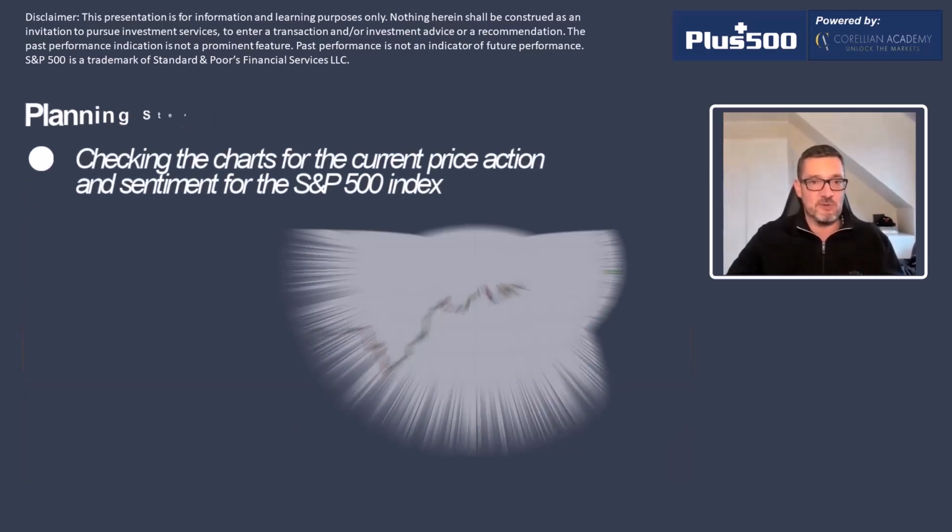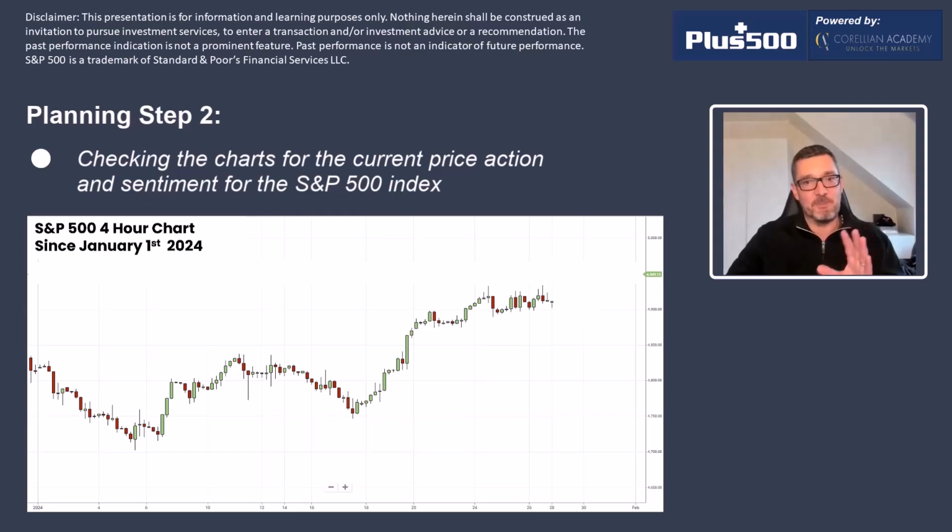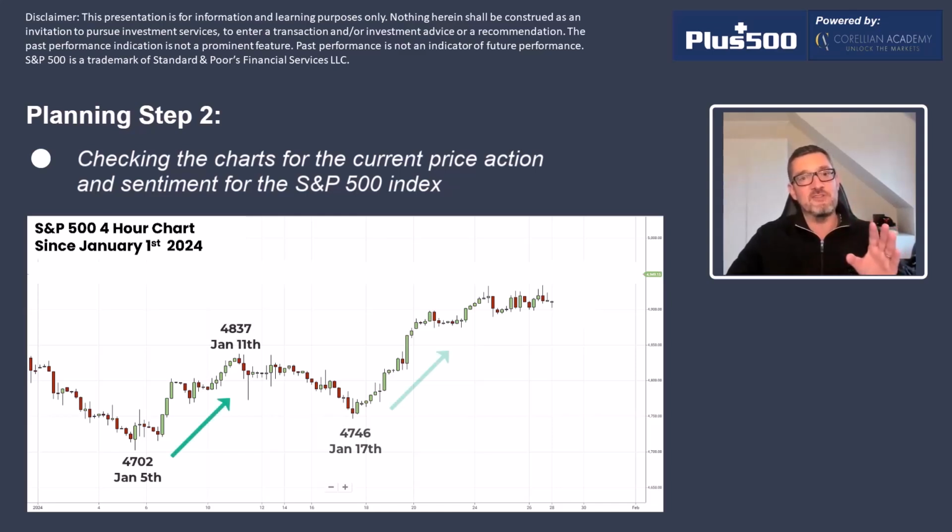Okay, so step two, check the charts to assess the price action and general sentiment for the S&P 500 index. The charts show the index trending up in the middle of January as bullish sentiment towards stocks leads to further buying from traders, pushing the index to a high at that time at 4,933 on Tuesday, the 24th of January.